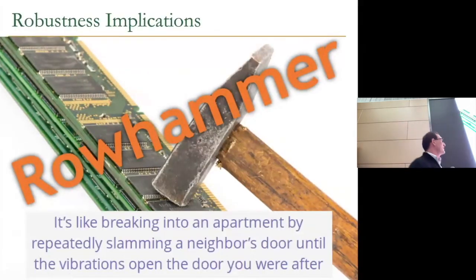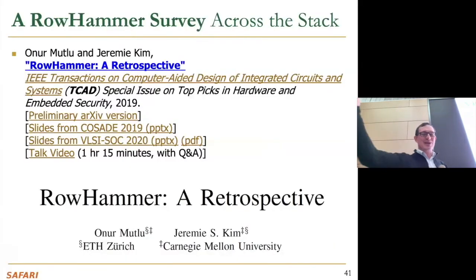In fact, hackers have been making jokes that look like this. This is a famous hacker on the internet who said RowHammer is like breaking into an apartment by repeatedly slamming a neighbor's door until the vibrations open the door you're after. I like this one. So if we're in this room, for example, and if the doors are closed and we cannot get out, keep banging on the walls. And if you do enough banging, maybe one of the doors will magically open. That's kind of the disturbance effect, right? Okay. So well, the door has closed, as you can see. Maybe it has a mind of its own.